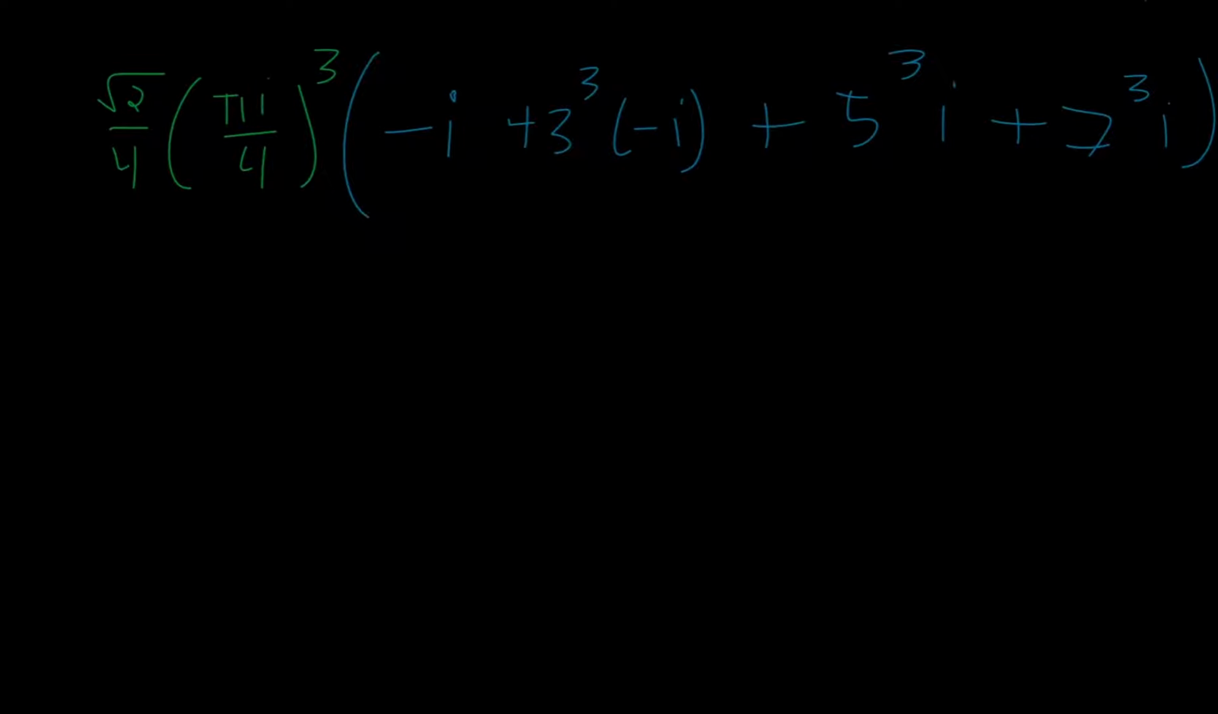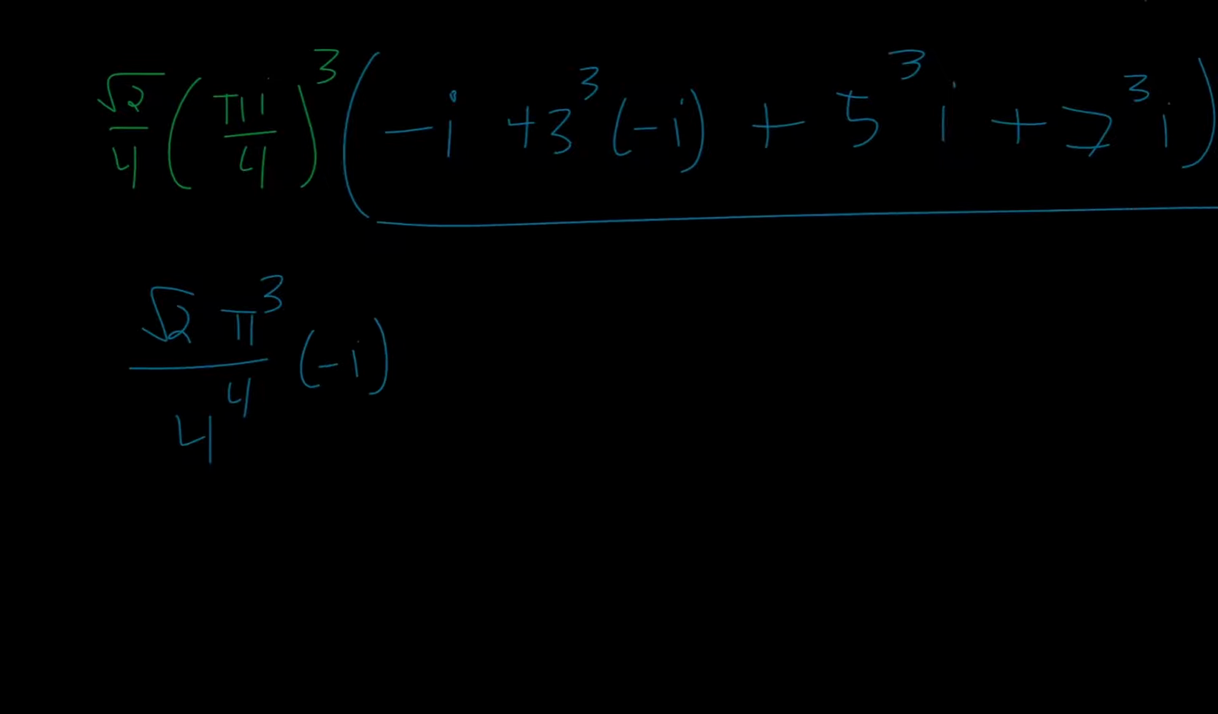Simplifying a little bit more, we have the square root of 2 times pi cubed over 4 to the 4. But then i to the third is just going to be negative i, so we have minus i. And then I'm also going to factor out an i from all of this, but that right there is just 1. So what we're left with is minus 1 minus 3 to the third, but 3 to the third is just 27, plus 5 to the third, which is just 125, and then plus 7 cubed, which is just 343.